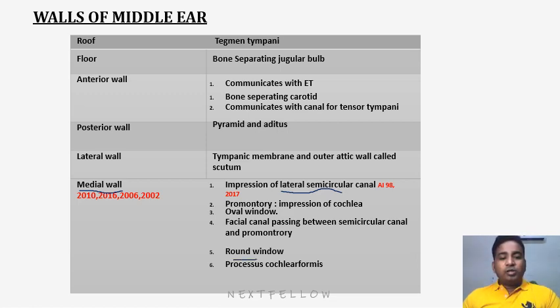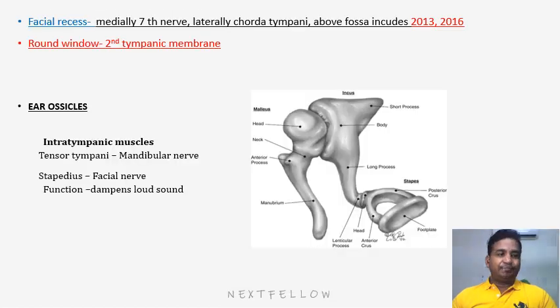This round window is also known as the secondary tympanic membrane, because it is a membranous structure. The primary tympanic membrane is the tympanic membrane, and the secondary tympanic membrane is my round window. It has been asked once in the exam. And then comes the processus cochleariformis. This is again a surgical landmark for the facial anatomy.